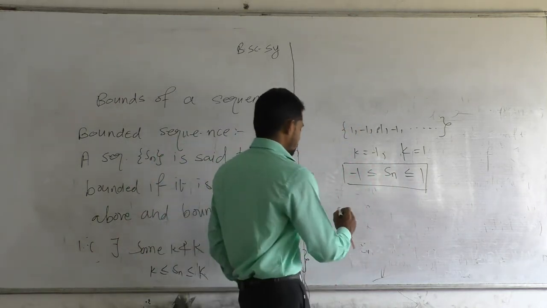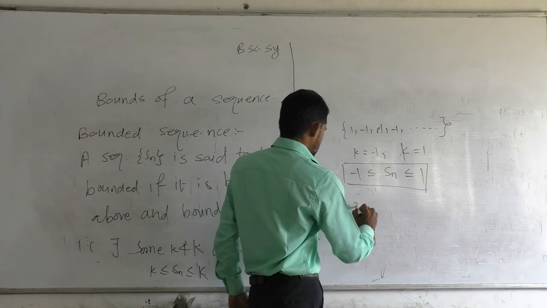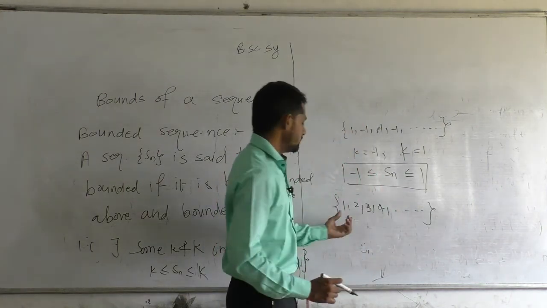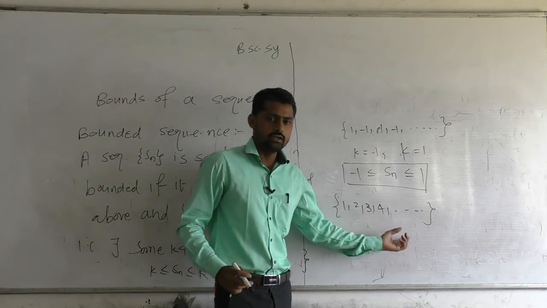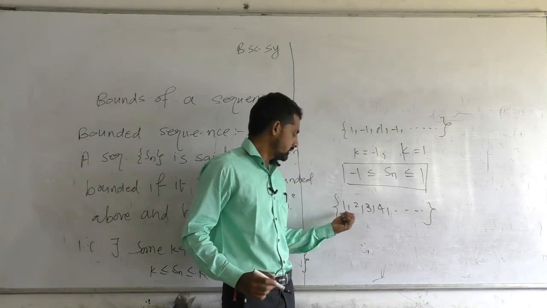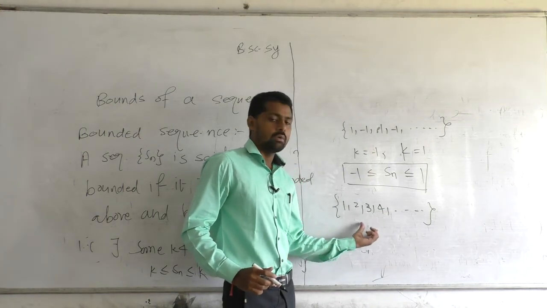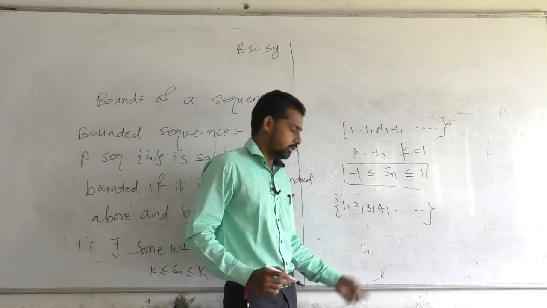Now, consider the sequence 1, 2, 3, 4 and so on. Now, this sequence is bounded below but not bounded above. The lower bound of the sequence is 1 and the upper bound of the sequence does not exist. Hence, this sequence is bounded below but not bounded above.